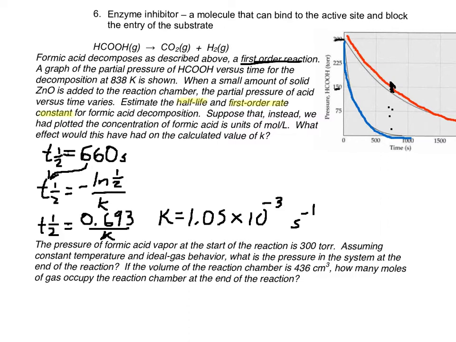The question also asks us, suppose this is plotted in pressure values here, suppose we plotted this in concentration instead. What effect would this have had on the calculated value of k? It wouldn't have done a thing. You would still get the exact same half-life, because the time it takes for pressure to drop in half is the same as it takes for the concentration to drop in half, and therefore you're going to end up with the exact same value for k.